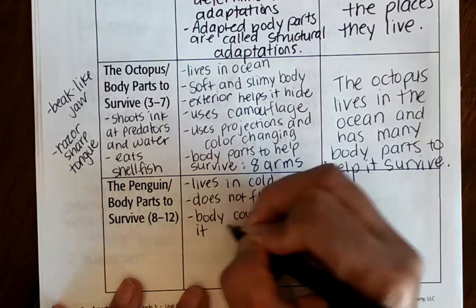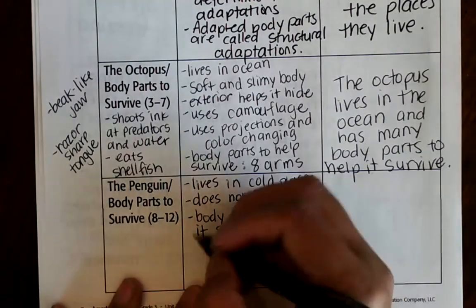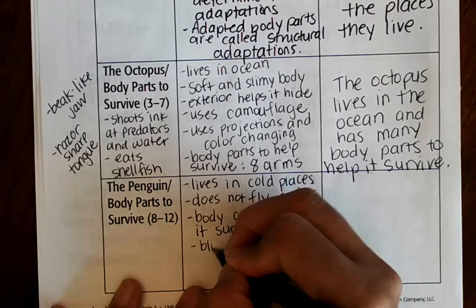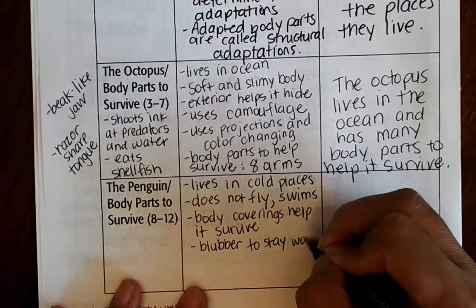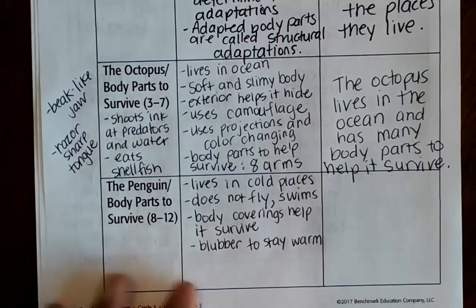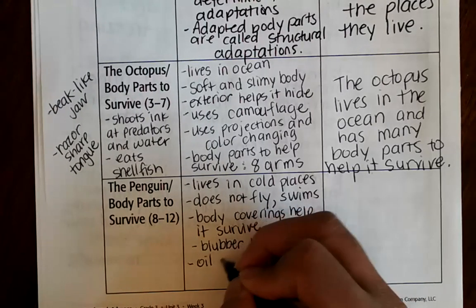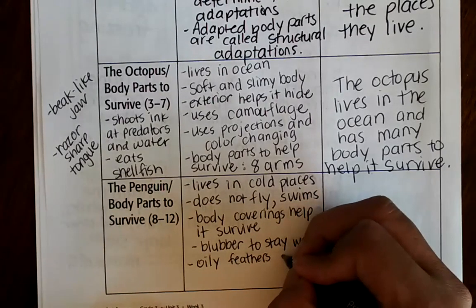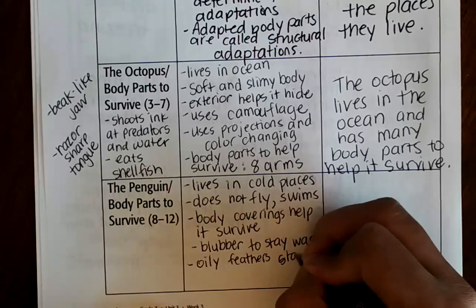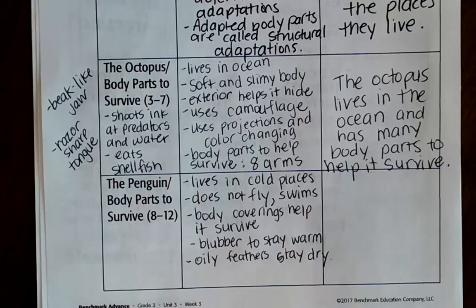Help it survive. And the body coverings that I read about in paragraph 8 were its blubber. Blubber to stay warm, right? So it has blubber to stay warm. And then what about those feathers? They have that oily feather, right? Oily feathers. And those feathers that are oily do not get wet. So they stay dry. Oily feathers stay dry. And that's very helpful when you're living in Antarctica, I believe.